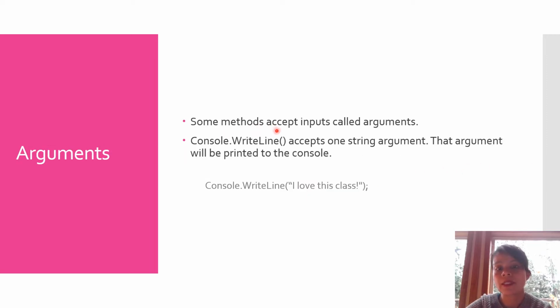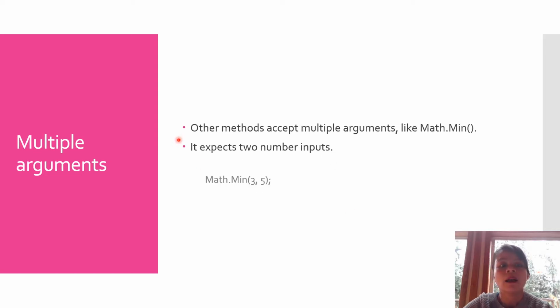Some methods accept inputs called arguments. Console.WriteLine accepts one string argument, and that argument will be printed to the console. So for example, here's the method, Console.WriteLine, and here is the string, the argument: "I love this class." Other methods accept multiple arguments, like Math.Min. It accepts two number inputs. So in this example, 3 and 5. That's two arguments that it accepts.